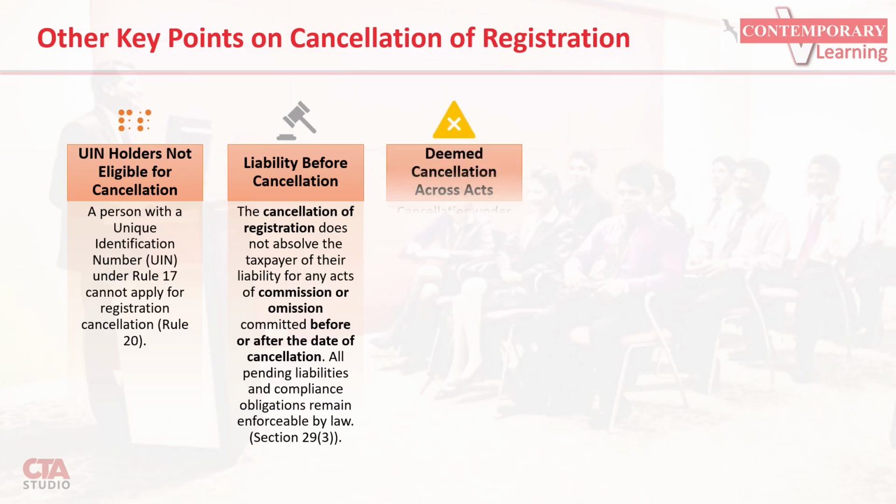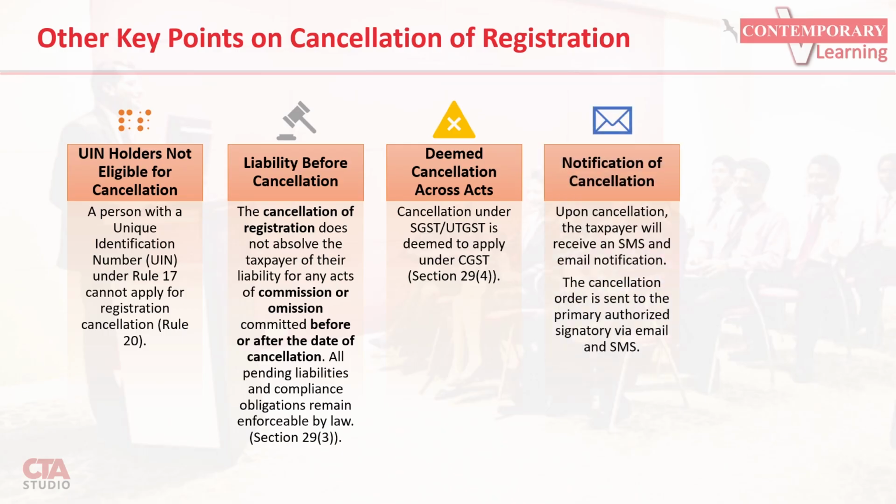Deemed cancellation across acts. Cancellation under SGST, UTGST is deemed to apply under CGST, Section 29, in force. This ensures uniformity across the GST system. Notification of cancellation. Upon cancellation, the taxpayer will receive an SMS and email notification. The cancellation order is sent to the primary authorized signatory via email and SMS.